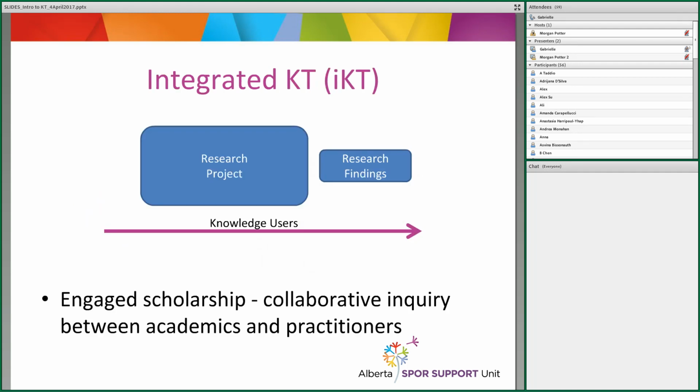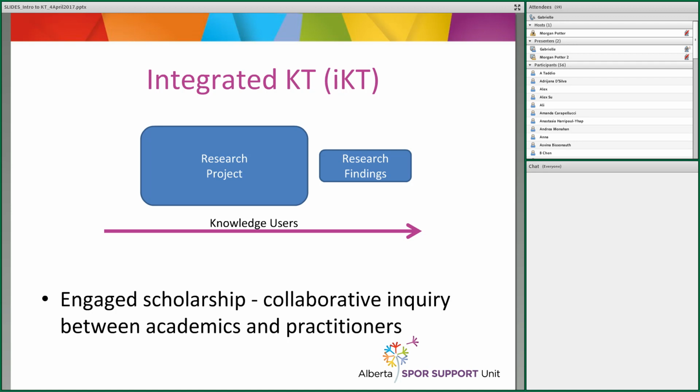So we'll switch gears now and talk about integrated KT. And this involves engaging and integrating those who will need to act on the findings, your knowledge users, into the research process. And this helps to produce findings that are likely to be directly relevant to users' needs.